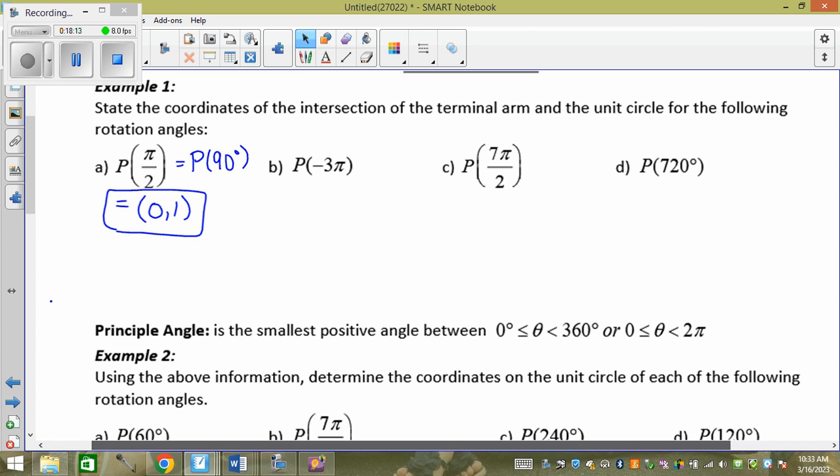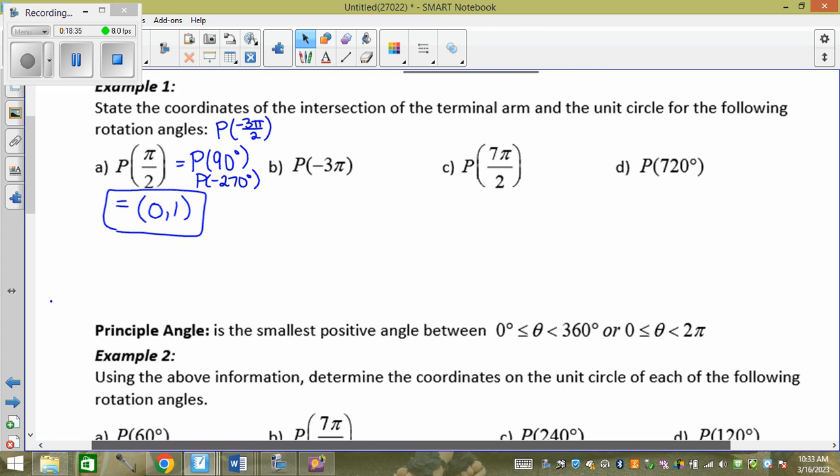Negative 270 would land on the same thing, right? If I said P of negative 270, I would get the same answer, because those are all coterminals, correct? I could do negative 3 pi over 2, because that is the same as negative 270. All of these would get 0, 1. Yes? Okay, negative 3 pi.